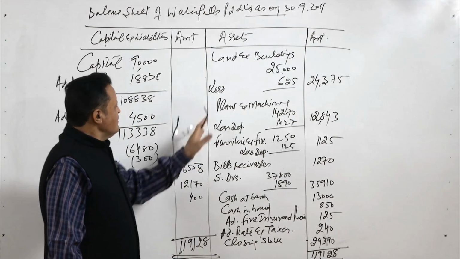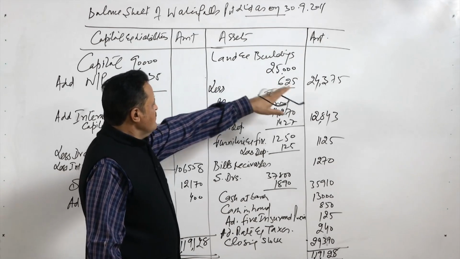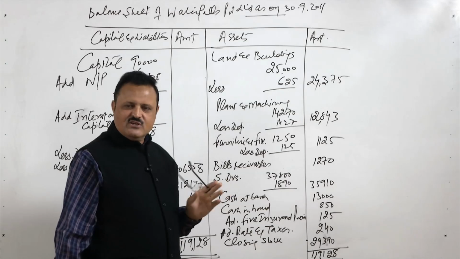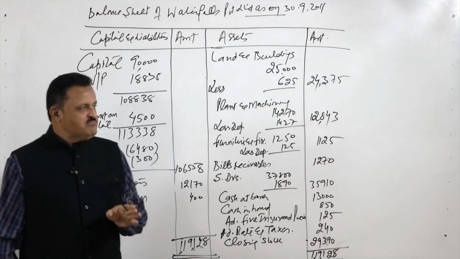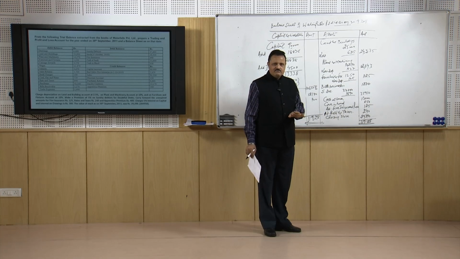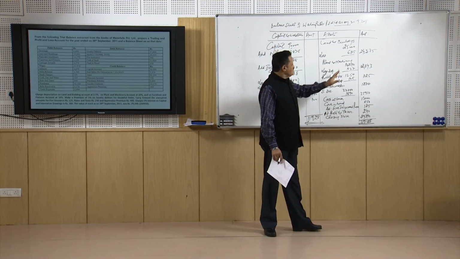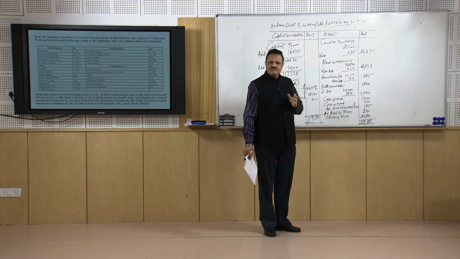Now where has this money gone? This money has gone for, say, we have purchased land and building for a total of 25,000 rupees, but to the extent of 625 we used the building this year, and it has come down to 24,375 rupees worth.